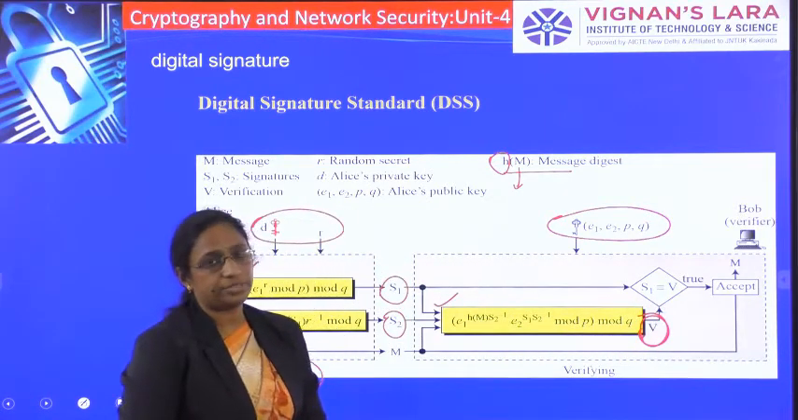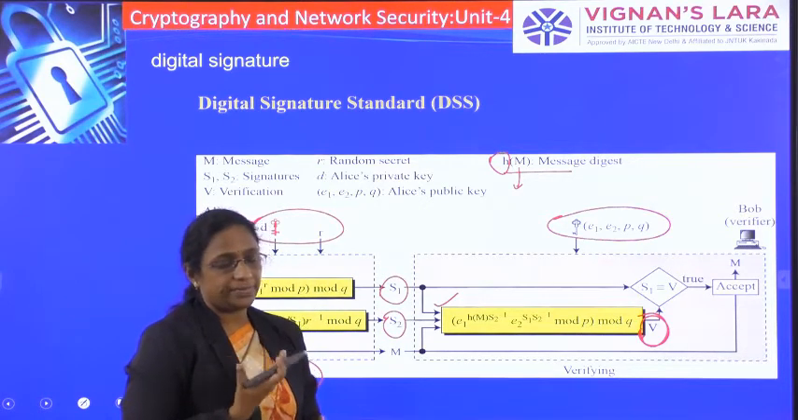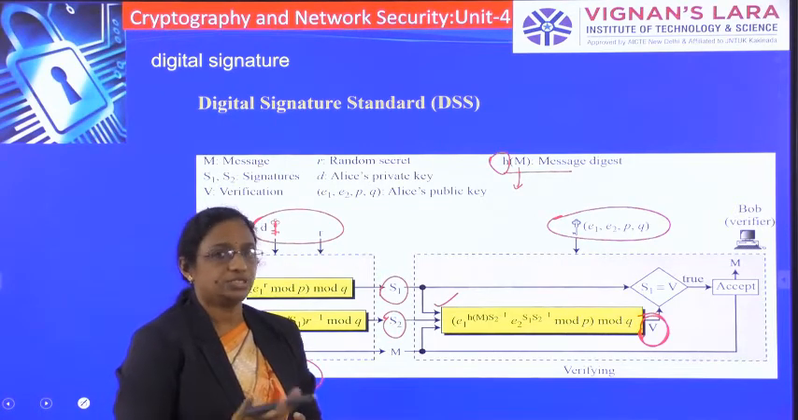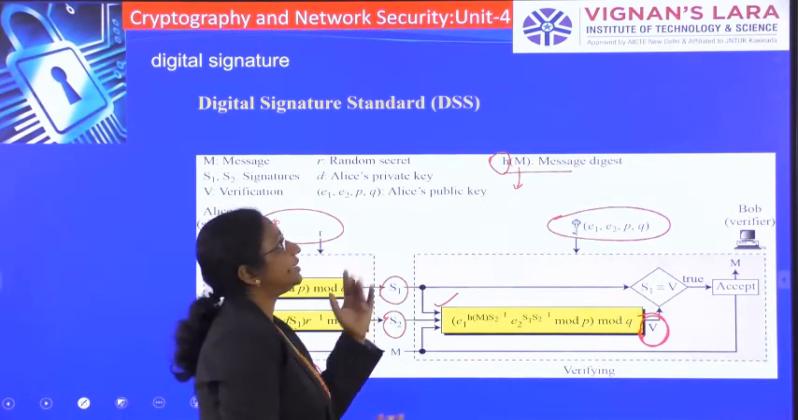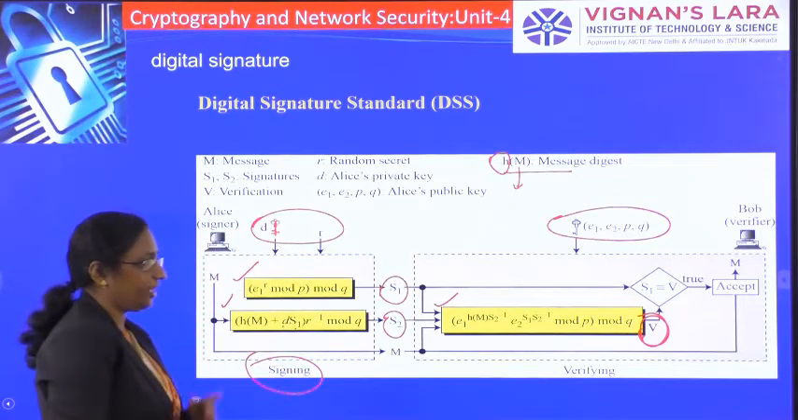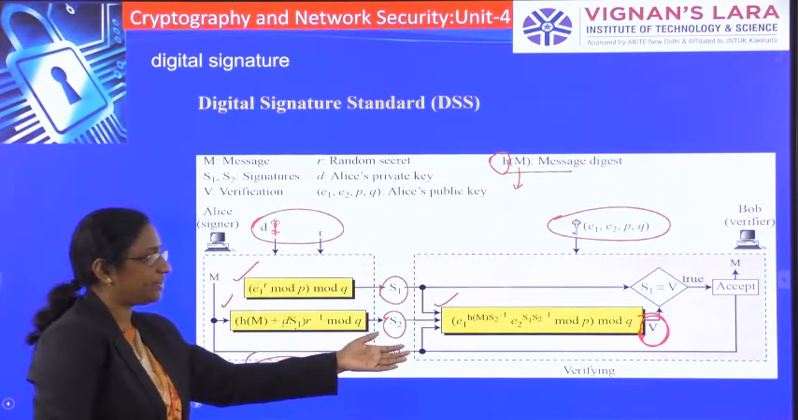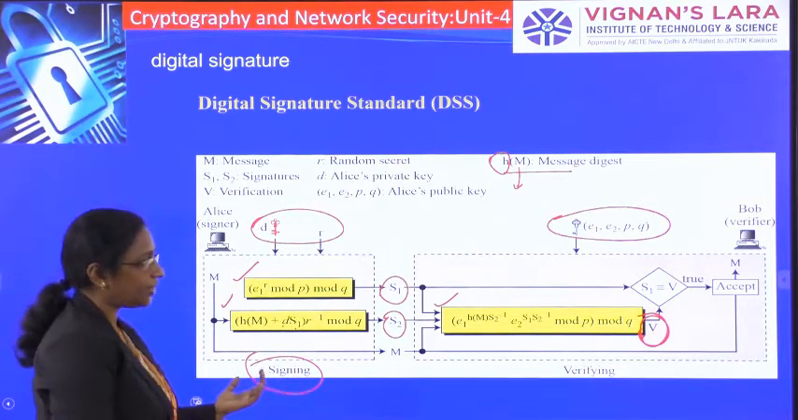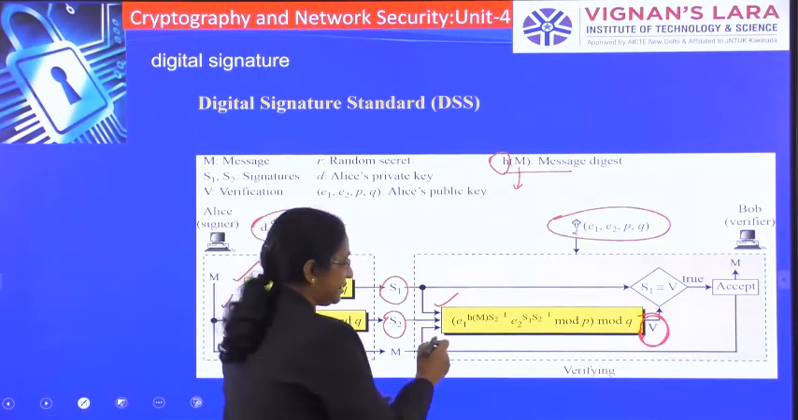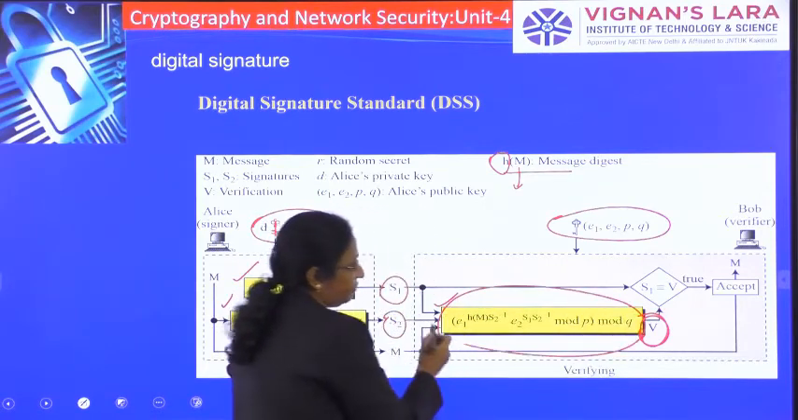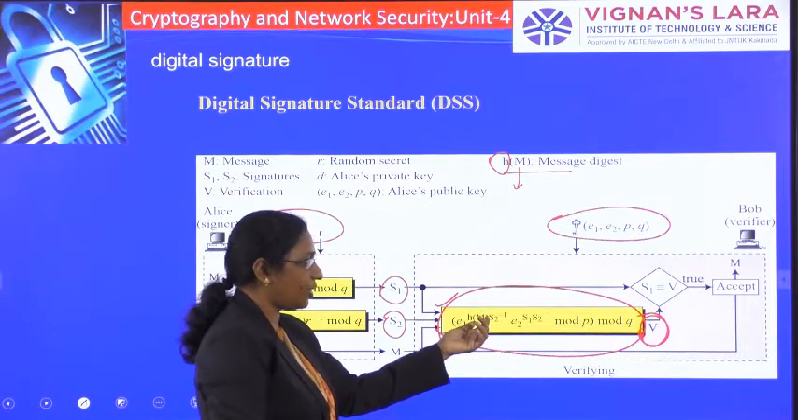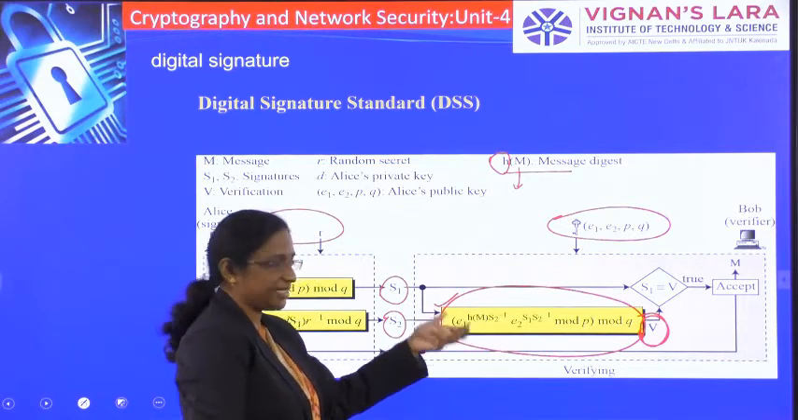If both are true, that means the message will be accepted, which means that the message is from the original sender. So that is about the digital signature scheme, where you are having some functions for verifying and some functions for signing. This is the function that you will be using for verifying, where you will be using a hash algorithm on the message, and you will be getting a message digest.